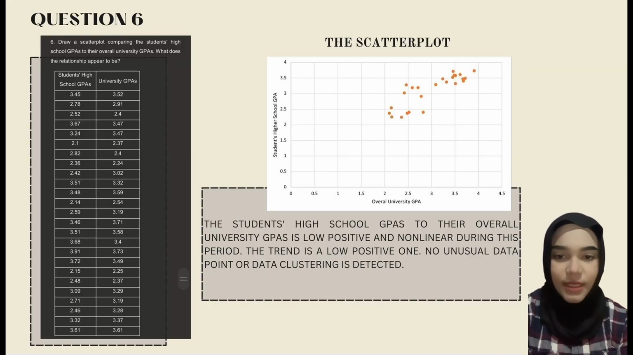Next is about the scatter plot. To solve this question, draw a scatter plot comparing the students' high school GPA to the overall GPA and see what the relationship appears to be.